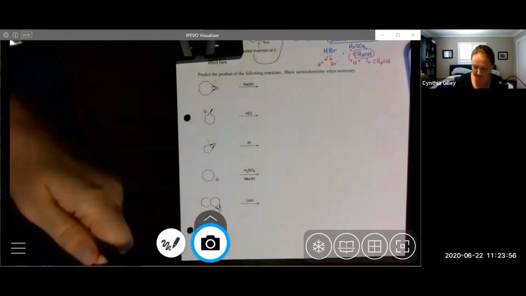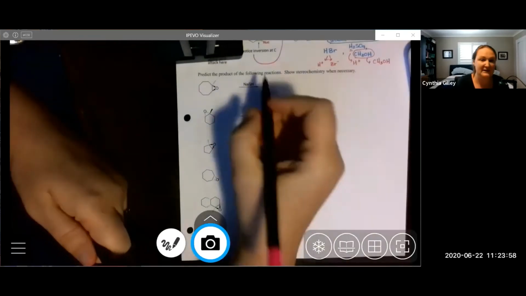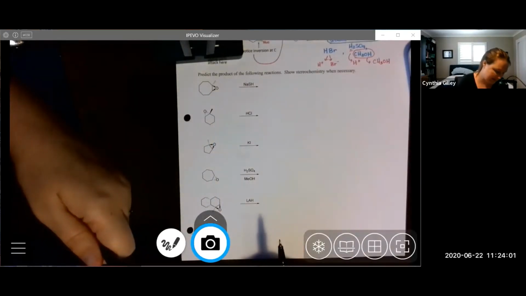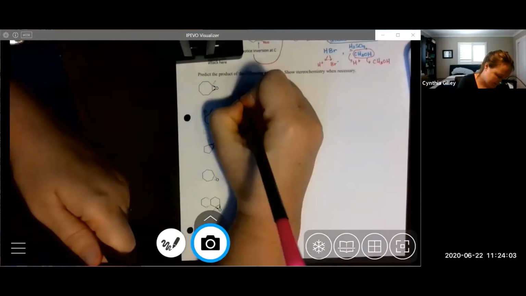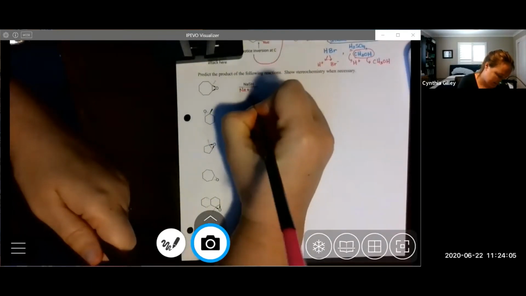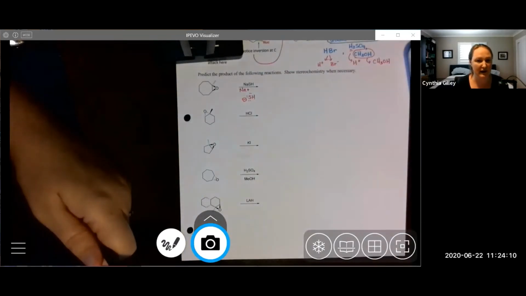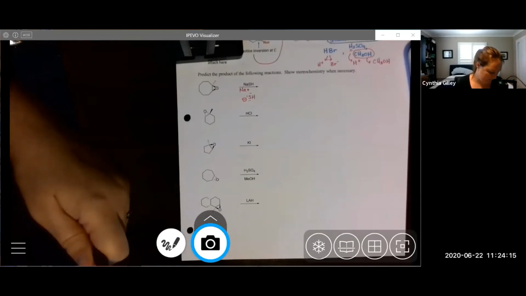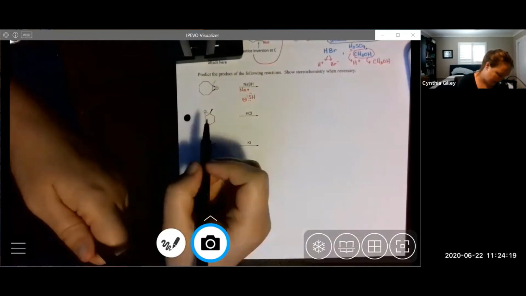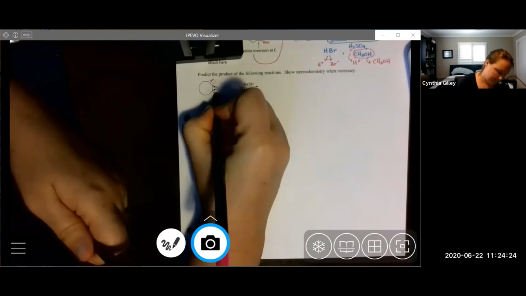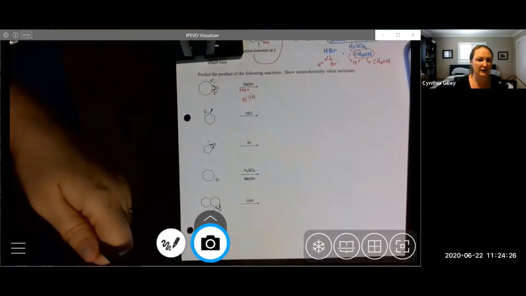The first thing we want to do is look at the condition. So this is Na+ and SH-. It is a strong nucleophile, with no acid involved here at all. So we come over here and look at the epoxide and see that this carbon is tertiary, and this carbon is primary. So the nucleophile attacks at the primary carbon.